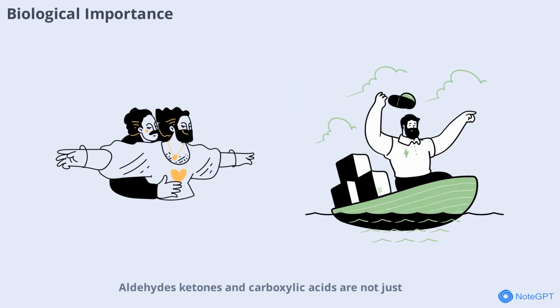Aldehydes, ketones, and carboxylic acids are not just important industrially, they're vital in biological systems too. Aldehydes are intermediates in metabolic pathways, ketones are produced during fat metabolism, and carboxylic acids are building blocks of amino acids and fatty acids. Their roles in life processes highlight the connection between chemistry and biology.